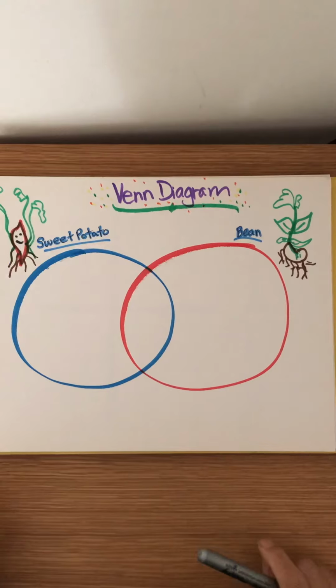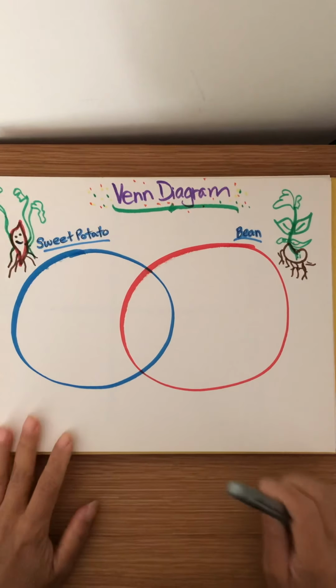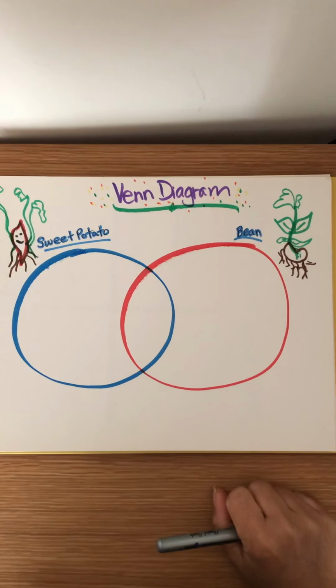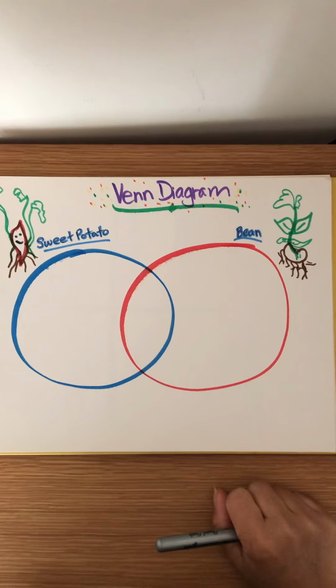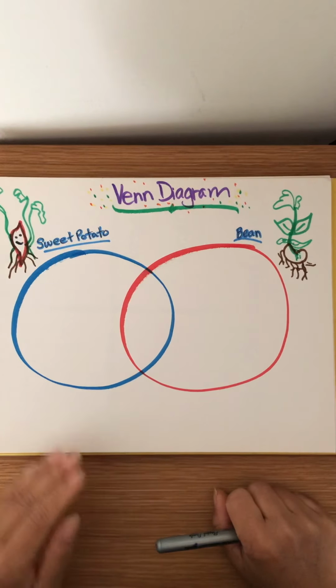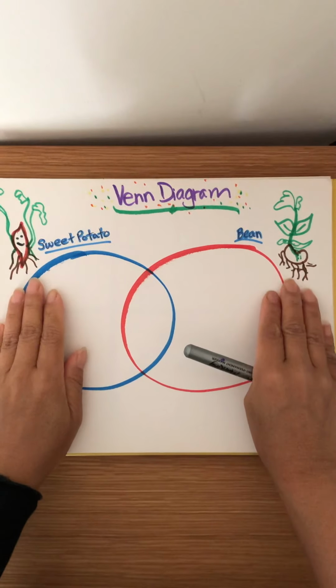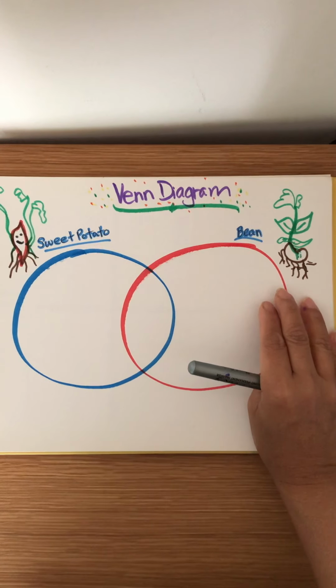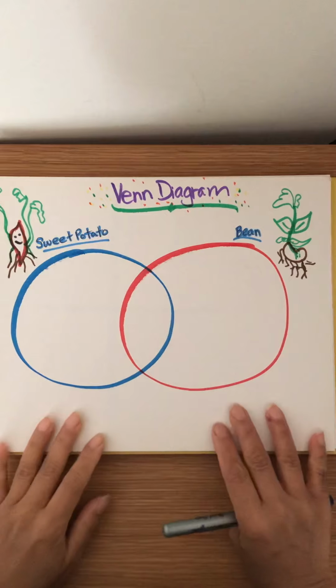So today I wanted to show you a thing called a Venn diagram. A Venn diagram is a really neat diagram because it shows us something that is different between two objects that we are trying to learn about and something that they share that is the same.